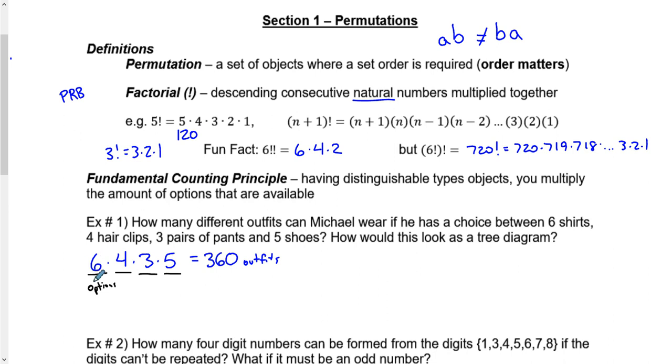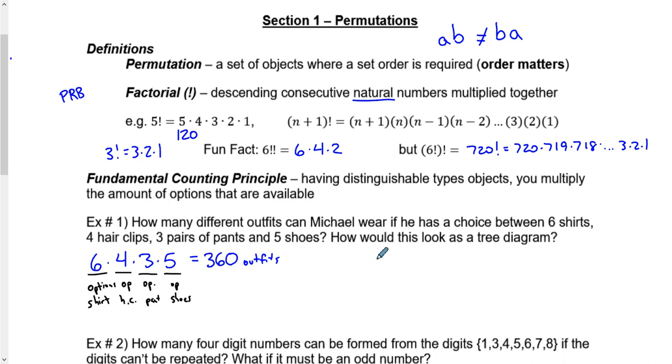Each of these are options. So this first spot is the options for the shirt. The second one is the options for the hair clip. The third is the options for the pants. The fourth spot here is how many options we have for the shoes. Because if we look at it, we could have this look like a tree diagram.